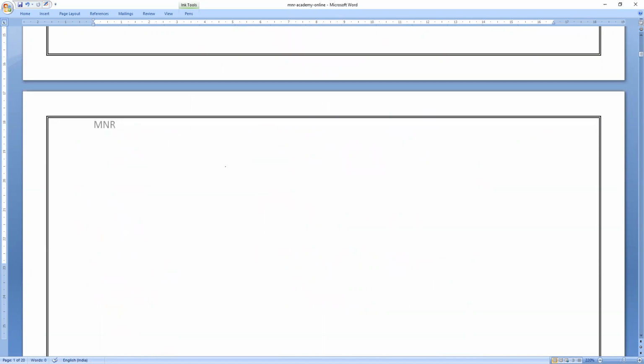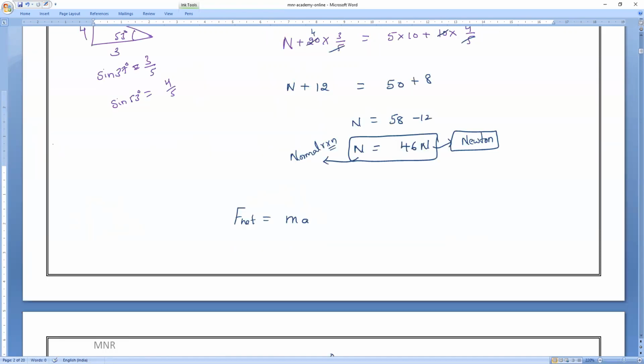F net is equal to, so we all know, 20 cos 37 plus next what? 10 cos 53, which is equal to MA. So what is the mass of the block? 5 into A. So now 20 into cos 37, how much from this figure?